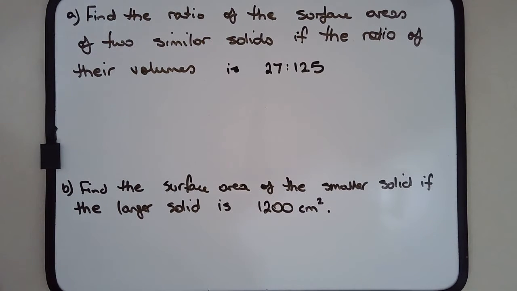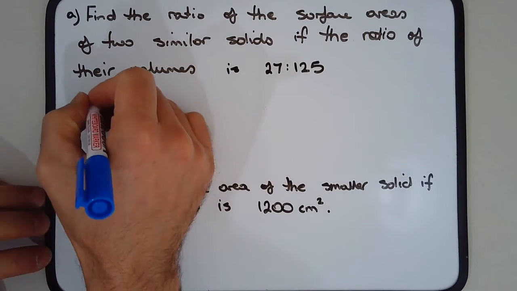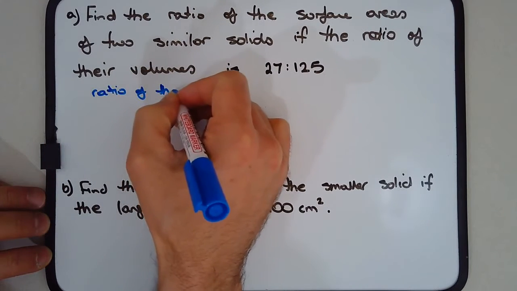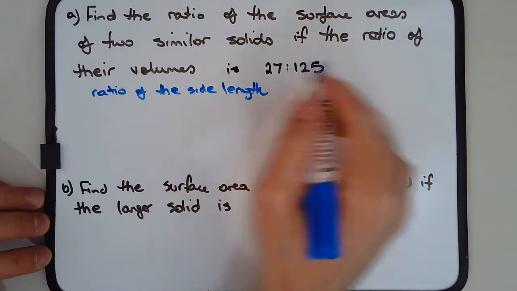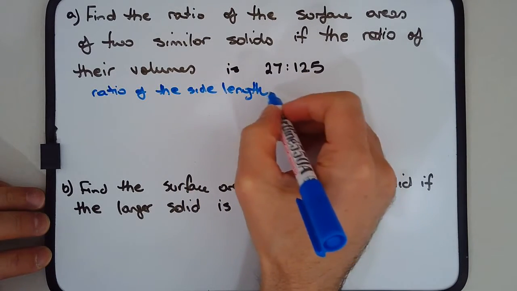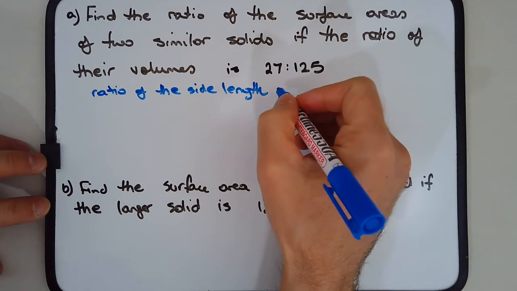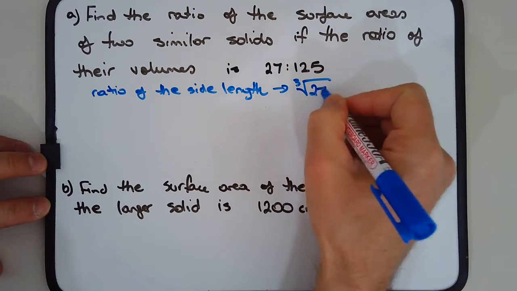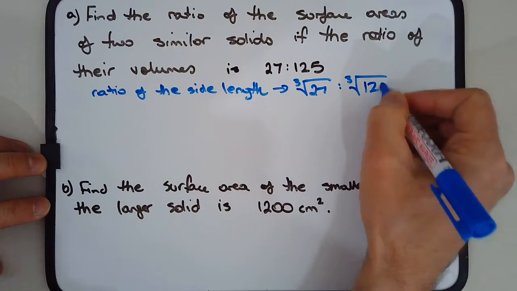So if we have the ratio of their side lengths, we can work out the ratio of their surface areas or their volume. But we're given the ratio of their volumes. So the first thing we do is work out the ratio of their side lengths. And because it's volume, that's what we're given, to find the ratio of the side lengths, volume implies three dimensions. We take the cube root of both terms. So cube root of 27 to the cube root of 125.